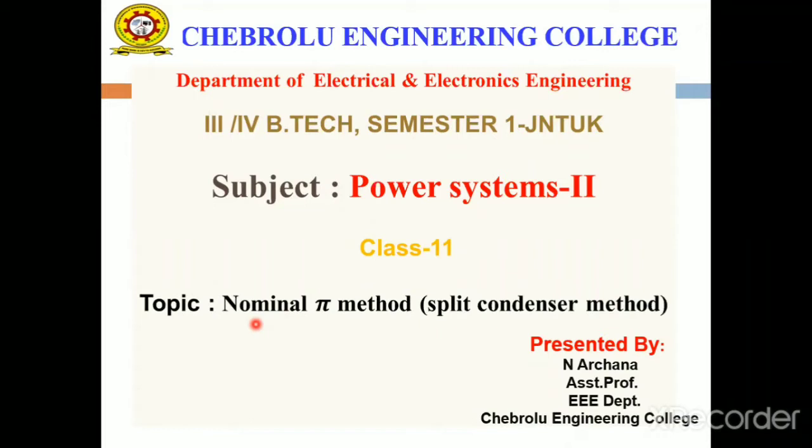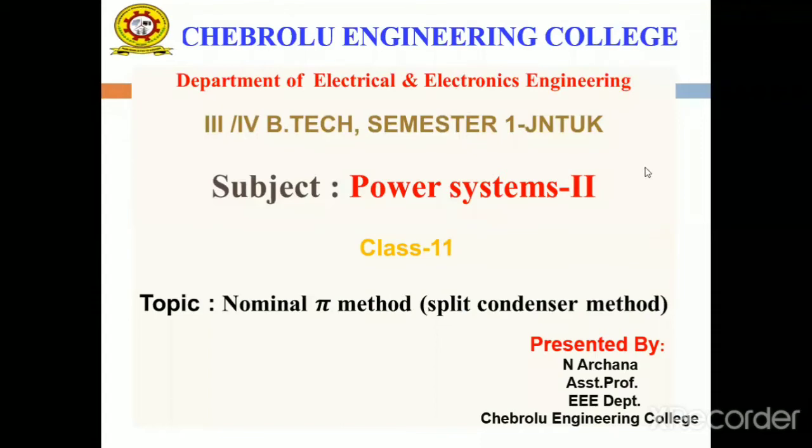The end condenser method and the nominal T method were discussed in previous classes. In the present class, I am going to discuss the nominal pi method. It is also called the split condenser method. By using this method, we find out the efficiency and regulation of a transmission line.